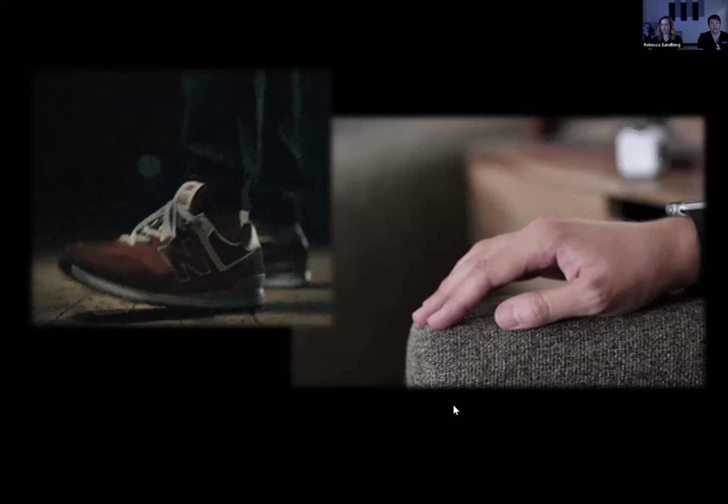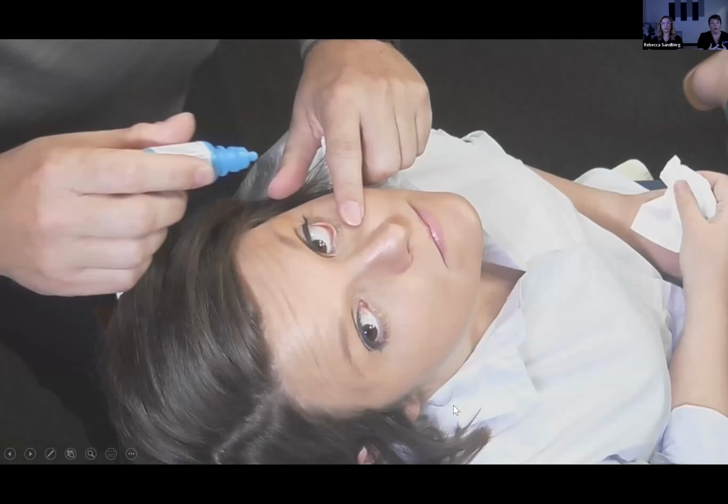So we just want to talk real quick about the process of administering the drops. So our recommendation is to have the patient be seated, and you can turn the lights on for this. That's not going to affect the dilation drops' ability to take effect.